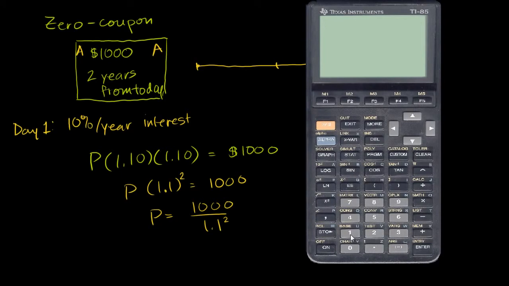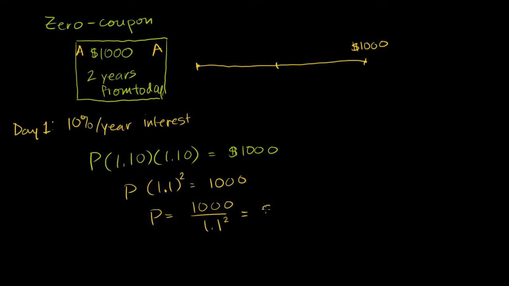And so if we have 1,000 divided by 1.1 squared, that's equal to $826, well, I'll just round down, $826. So this is $826. So if you were to pay $826 today for this bond, and in 2 years that company would give you back $1,000, you will have essentially gotten a 10% annual compounded interest rate on your money. Now, what happens if the interest rate goes up, let's say the very next day?